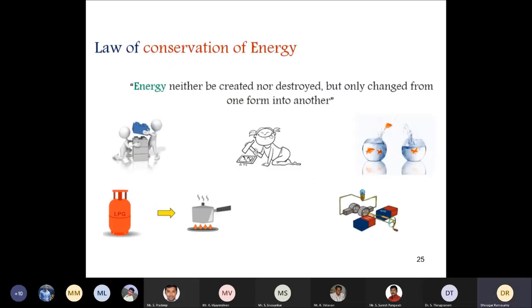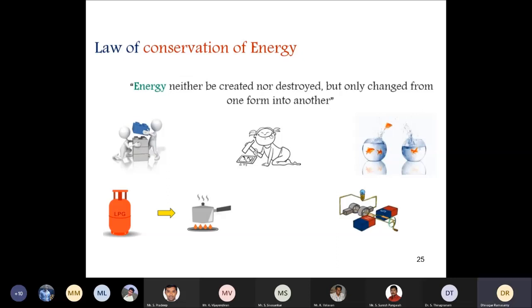We all know the law of conservation of energy: energy is transferred from one form to another form. Here, see the first image. Two children are lifting a weight, so they are giving energy. Their potential energy inside the body is converted into kinetic energy as they lift the weight and move it from one place to another. The second slide: the second child is using a hammer, and his potential energy is converted into kinetic energy. So he is giving heat.